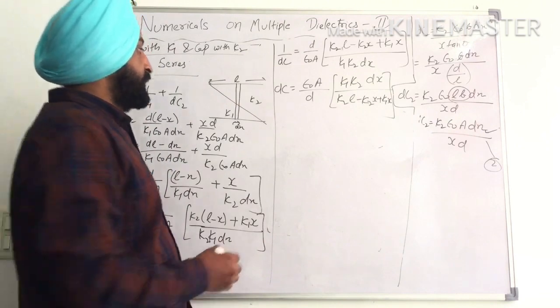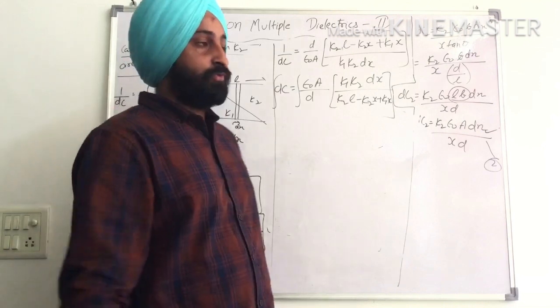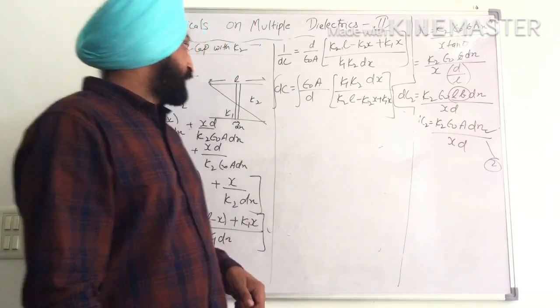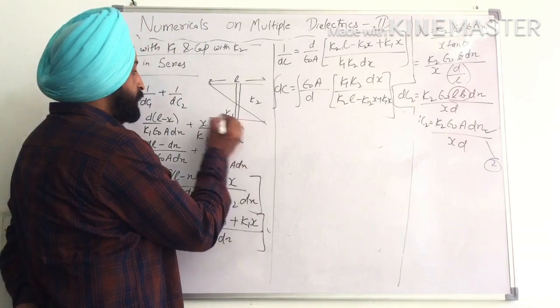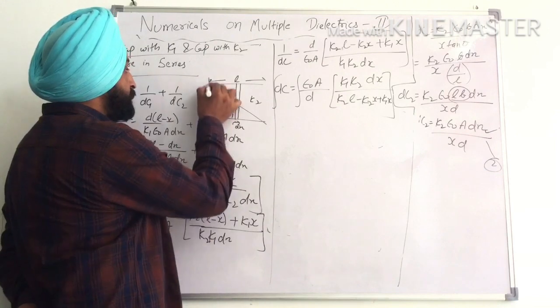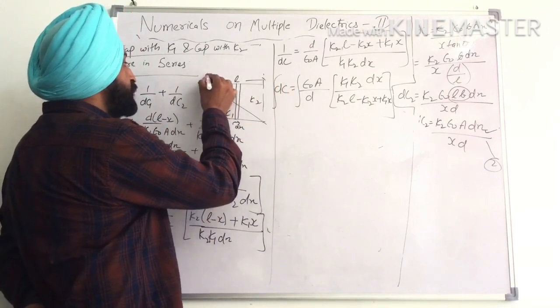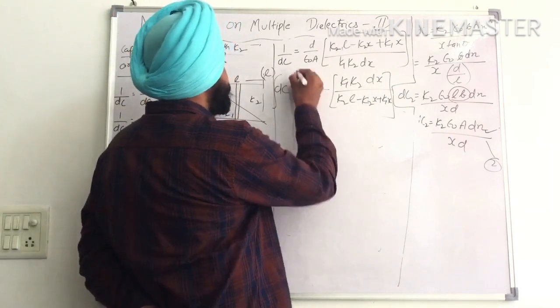Now we will have to integrate it on both sides. So when we are integrating it, we have to take some limits. So what would be our limit? We are integrating from this point, from the start of this capacitor to this point, that is from 0 to L. So we will be putting our limits 0 to L.